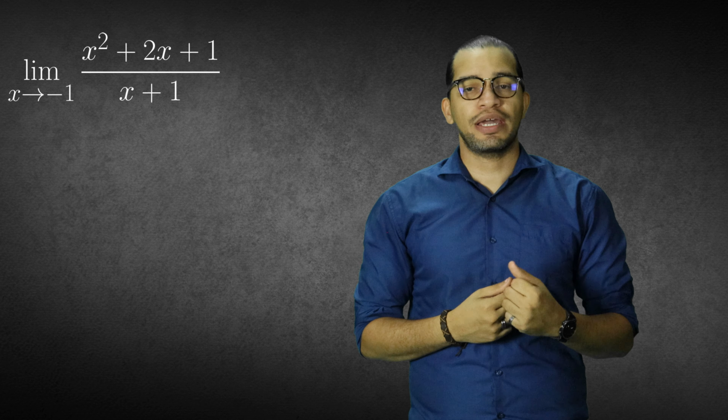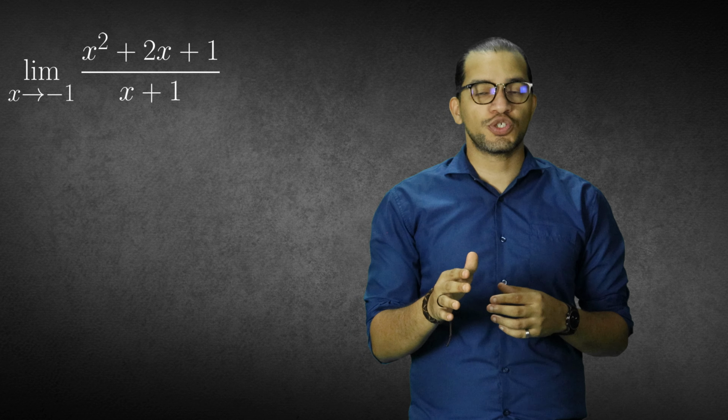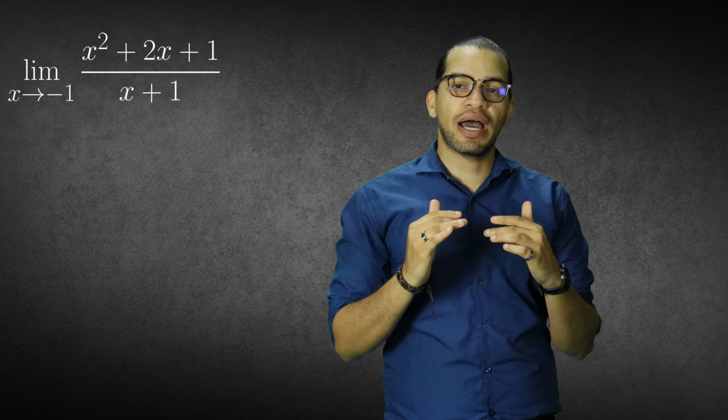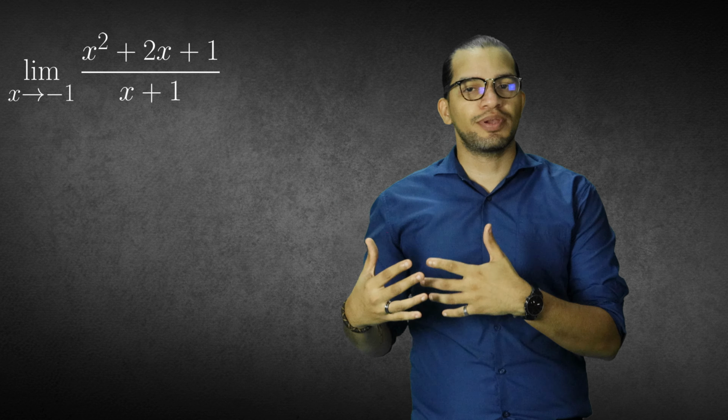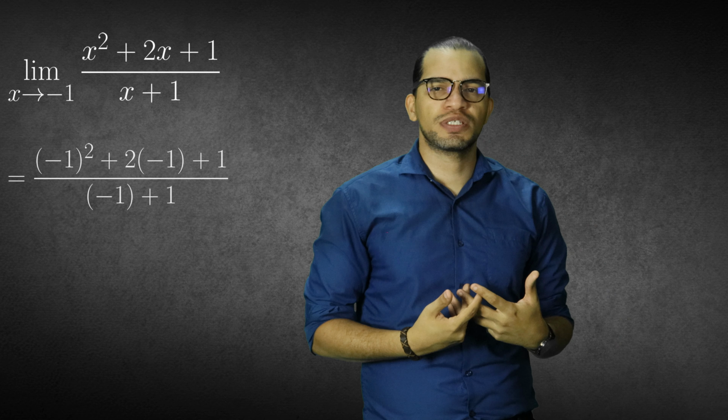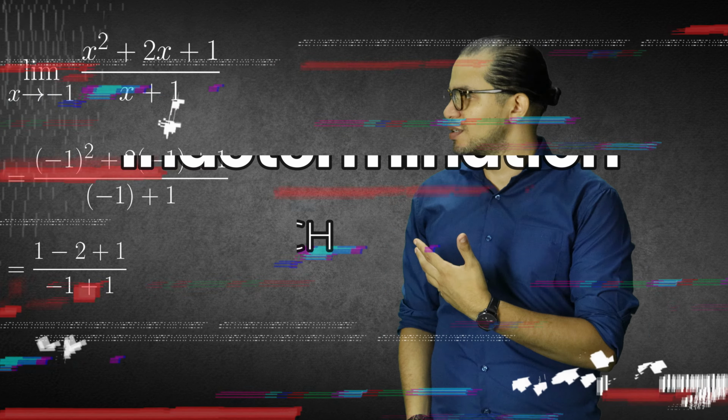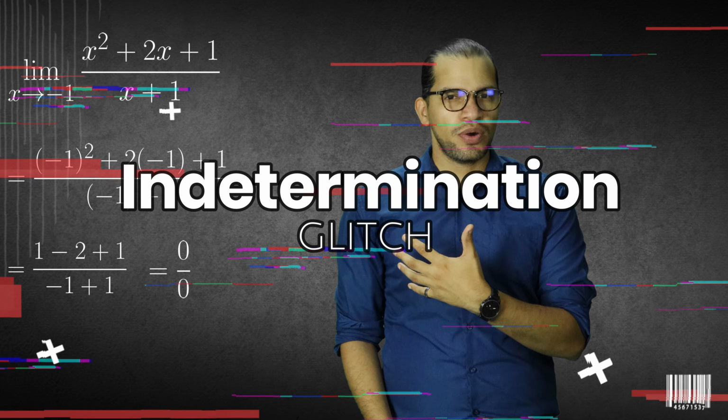Let's do one more limit, okay? Let us consider the limit when x goes to minus 1 of x squared plus 2x plus 1 divided by x plus 1. If we do the naive substitution, we get 0 over 0.